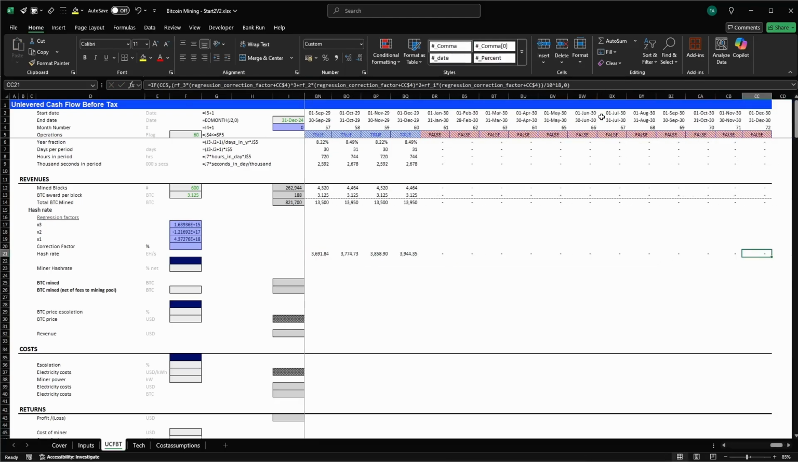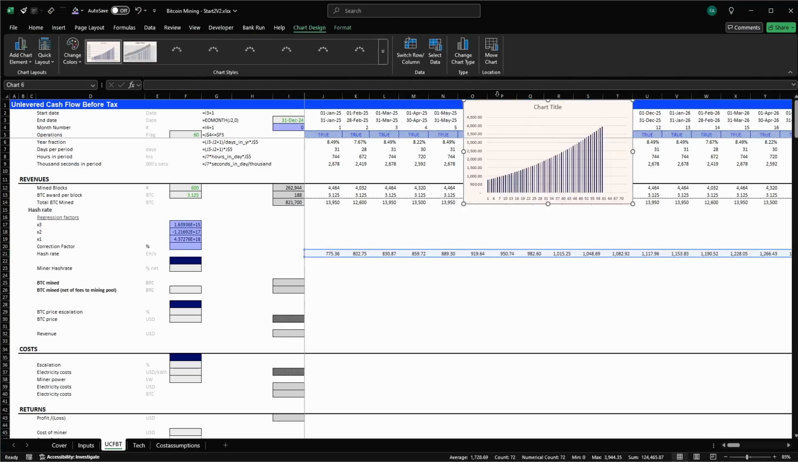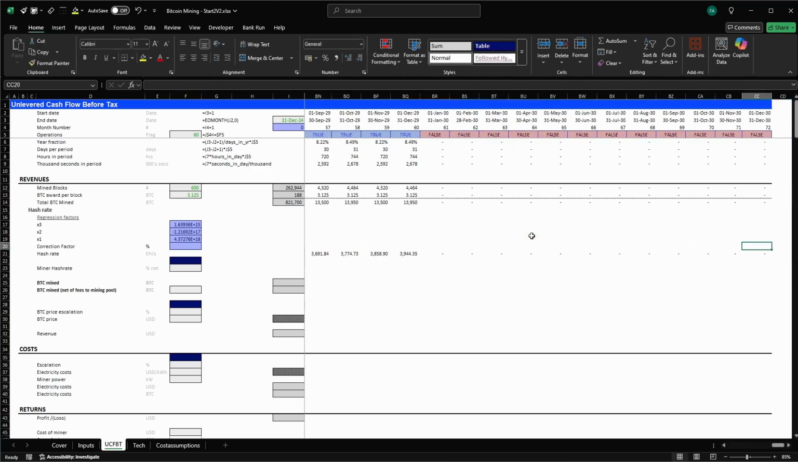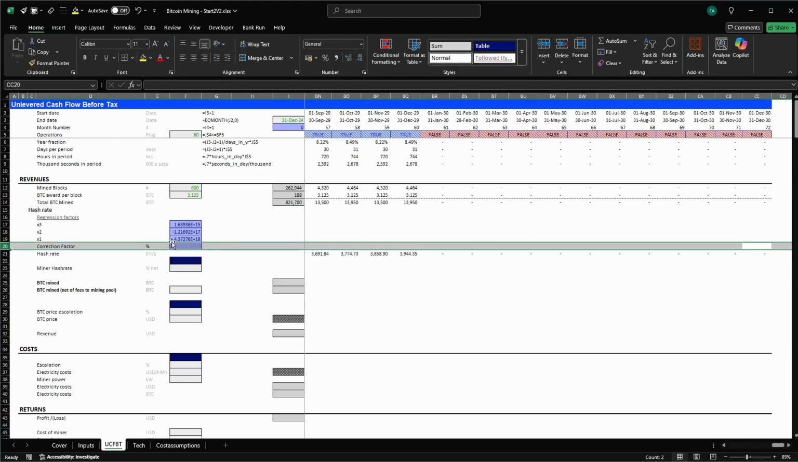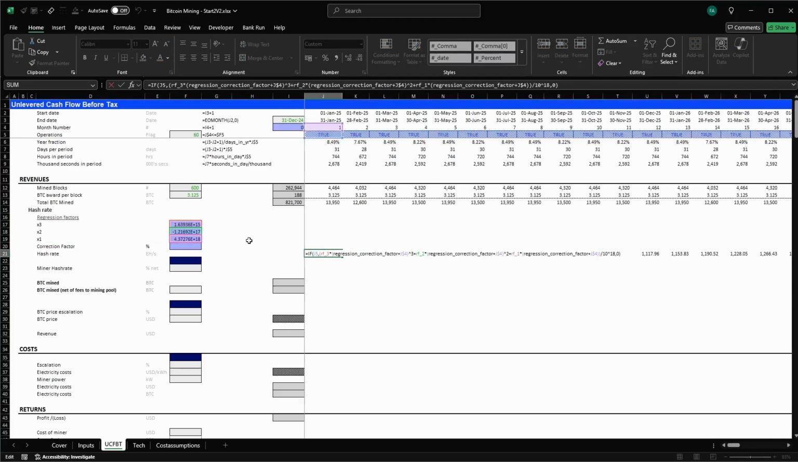Okay, so you can see now if you plot everything, you select everything and press Ctrl F1, you can see how we expect the hash rate of the network to grow over time. Of course we know that's not really the case, and that's why I also left here this correction factor, which we can use later on to slightly correct the factor if need be.